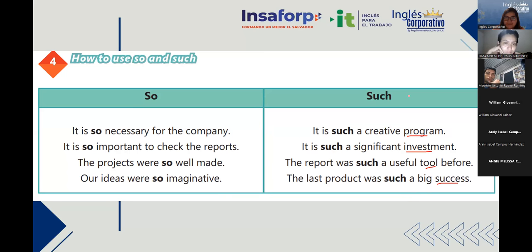Remember, such takes an adjective and a noun. So only takes an adjective. Okay? That will be a big, big difference that you can find. Remember, the meaning is the same, right? Both are with the meaning very or really, but the structure is different.